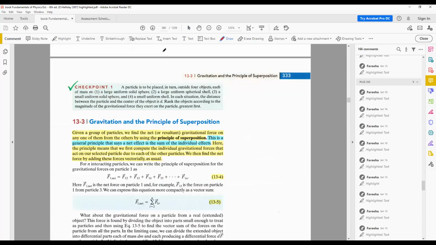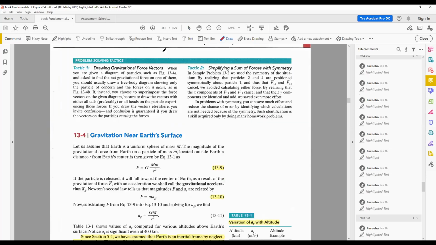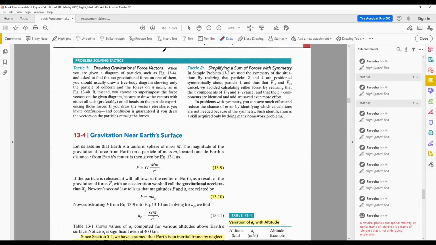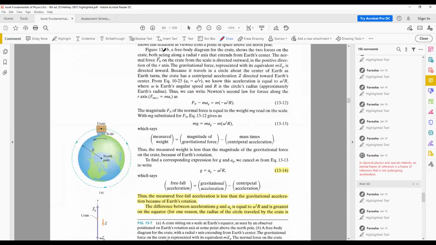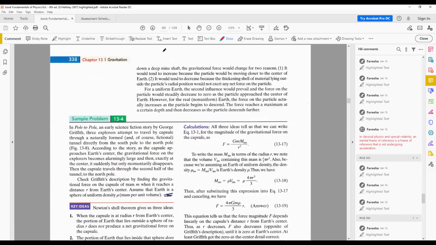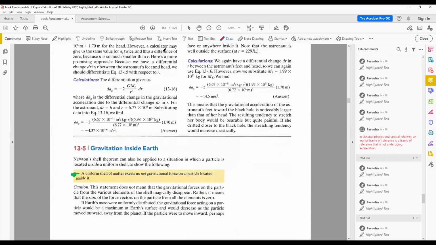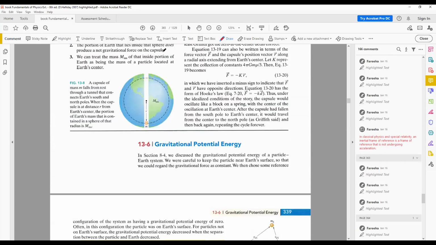Okay. So we talked about the principle of superposition. We also solved these problems last time in great detail. And we talked about the gravitation of the Earth and the acceleration due to this. And we also talked about the value of this acceleration changing as the altitude is changed, as the height above the Earth's surface is changed.